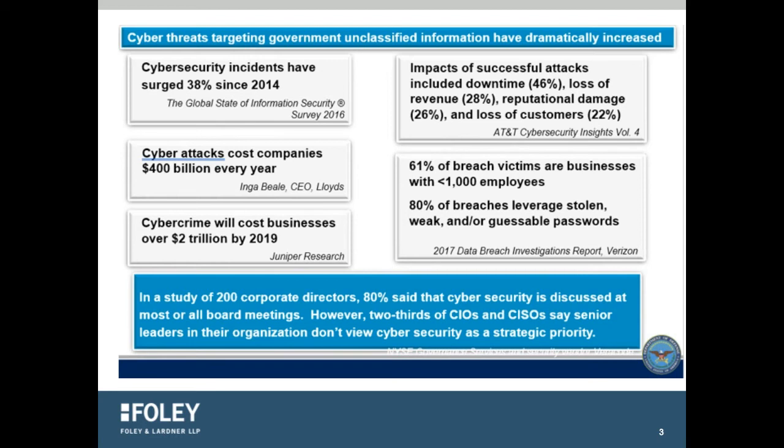But look at these other sources of losses and expenses and damages, including downtime. I mean, we all know how bad downtime is. If you're in a manufacturing facility and the facility goes down, that is an extremely bad thing. So downtime happens in 46% of the incidents. Loss of revenue. Again, it's not just out-of-pocket costs, but lost sales, lost revenue.